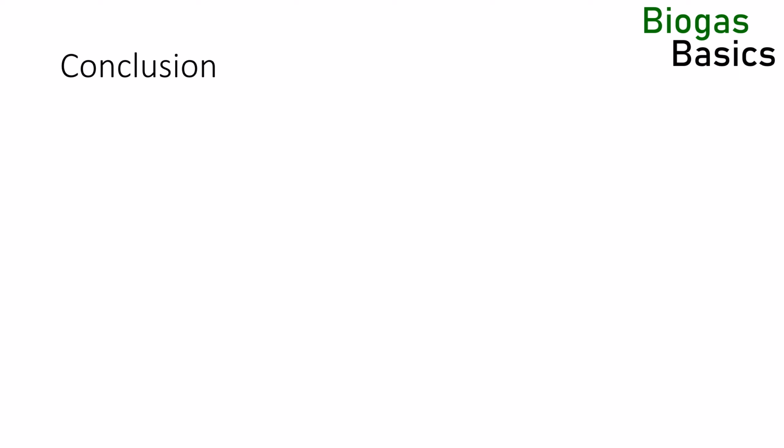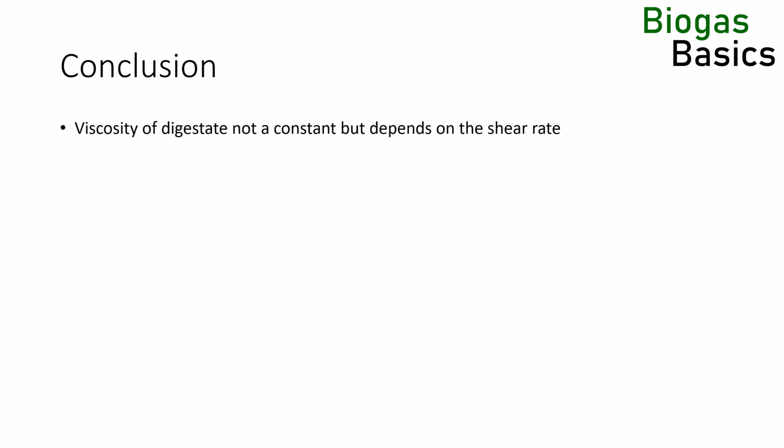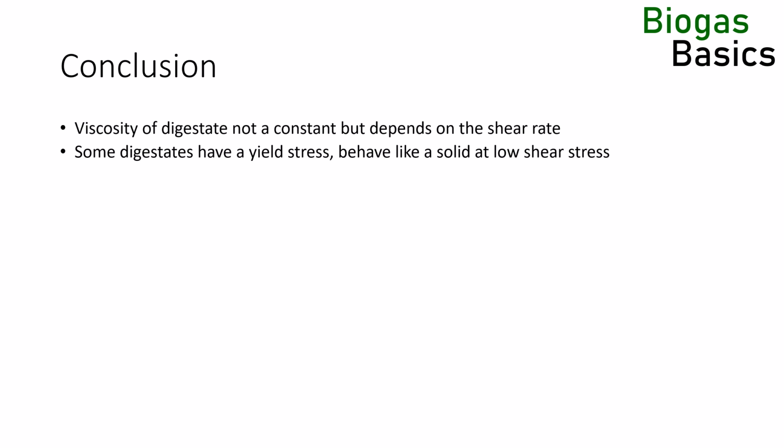Let's conclude. The viscosity of digestate is not a constant, but depends on the shear rate. Digestate is normally shear thinning. It becomes more liquid near high velocity gradients, for example near mixers or pipe walls. Some digestates, especially those that have a higher viscosity, show a yield stress. A digestate with a yield stress behaves like a solid when it is subjected to shear stress below the yield stress, and only liquefies when the shear stress is above the yield stress. For example, it can be a solid in the middle of a pipe flow and a liquid near the pipe wall. More on this in a later episode.